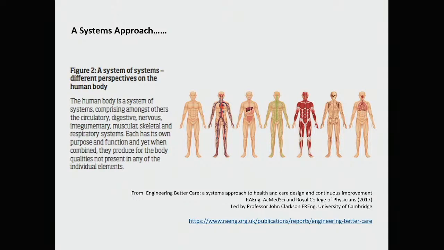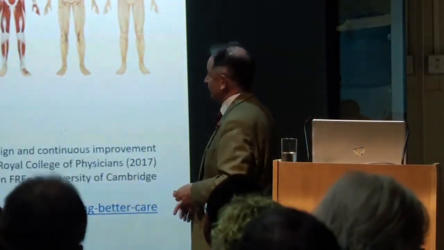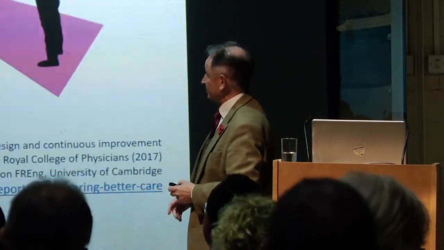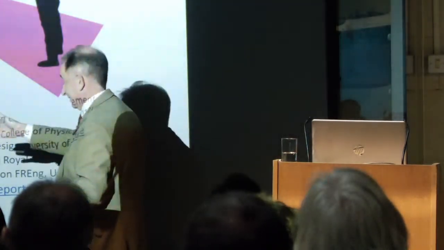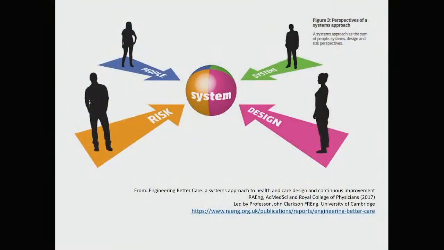It's cartoonish, but it's this notion of recognising, from a system perspective, the complex systems here: the body, and energy, generation, transmission, utilisation, built environment. There's lots of interplay and interconnectivity with the body. It's the circulatory, digestive, nervous systems, muscular, skeletal, lots of interdependencies there. If something goes wrong, it has massive impact on the rest. So it's a sort of dramatic way in which to talk about the interconnectivity of systems. But the big point out of this report, which was, by the way, called Engineering Better Care, was that systems approach to health and care design.